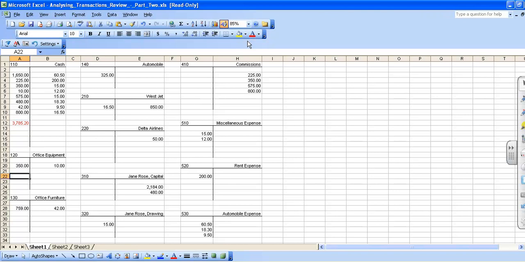So here we have office equipment. Once again, it starts with the number 1, so it's an asset, so the balance is going to go on the left-hand side or the debit side. So we're going to add anything on the left and subtract anything on the right. So for this formula, we're going to put equals A20 minus B20. And there we have our balance. Office furniture is also an asset, so we're going to calculate the balance the same way. A28 minus B28.